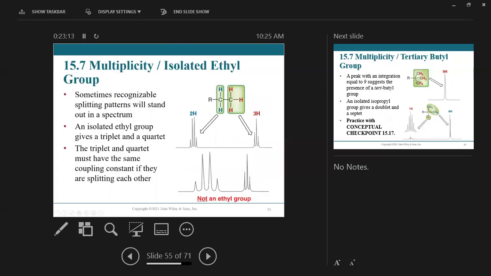Sometimes recognizable splitting patterns will stand out in a spectrum. Like here, you're seeing your quartet. You're seeing your triplet. Triplet and quartet must have the same coupling constant if they're splitting each other.